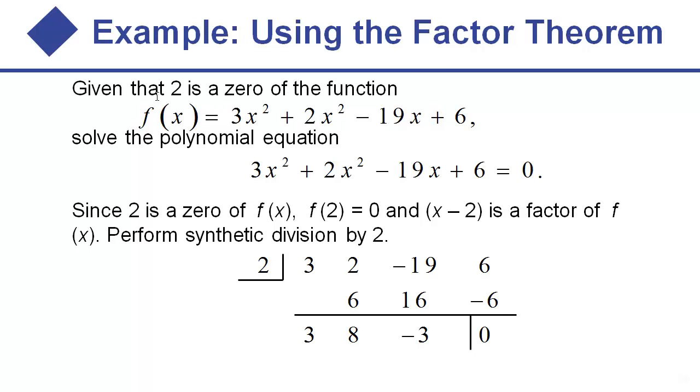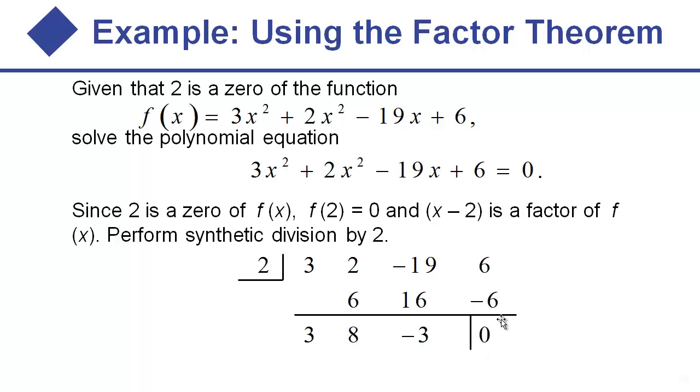So here's another example. Given that 2 is a 0 of this function, solve the polynomial equation where you set it equal to 0. Well, since 2 is a 0 of this function, we know that plugging 2 into it equals 0, and we know that x minus 2 is a factor, so we can use synthetic division and just do our simple synthetic. Remember, if you don't remember this, we'll refresh your memory. You bring the first number down, then it's multiply and then add. Multiply and then add. Multiply and add, and again, there is our 0.